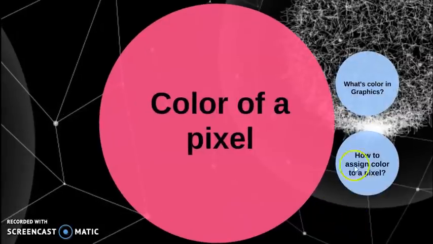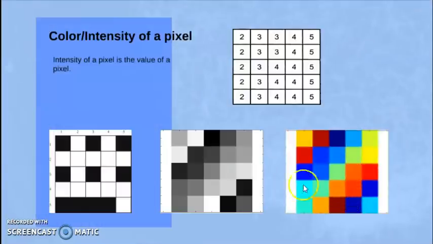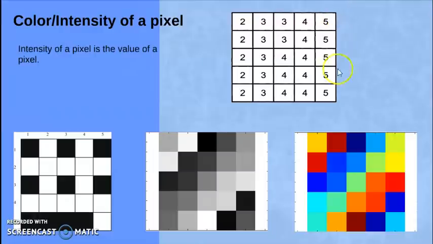Next we move on to color of a pixel. What is color in graphics? Color or intensity of a pixel is nothing but the value of a pixel. As I said in my previous slides, my image is nothing but a matrix of numbers. So I need to represent every pixel by a number, and this number is the intensity or the color of the pixel.